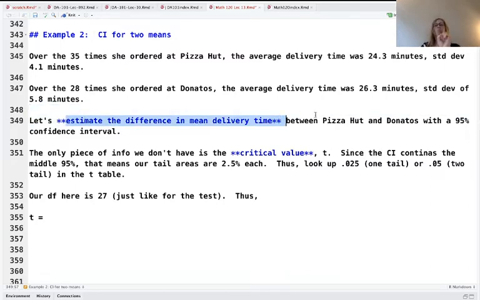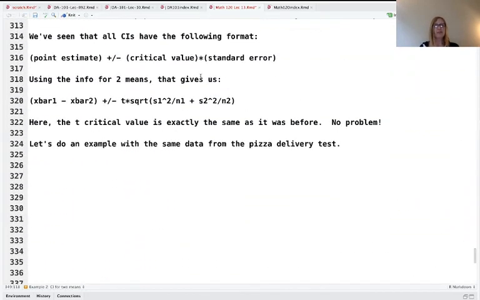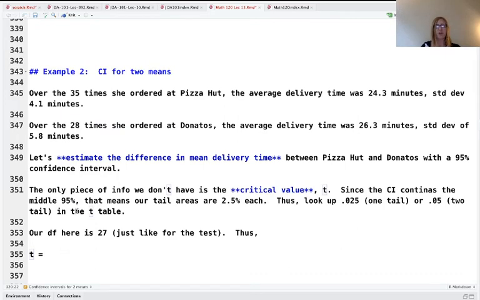So one other thing too, we're estimating this difference with a 95% confidence interval. I'm choosing 95%. It's pretty standard. We could do 99%. We could do 90%. Let's do a 95% interval here. Now, in this formula, let me just remind you, here's the formula that we're about to use. We already know all of that stuff. The only thing that we don't know is the critical value, t. That's the only piece of information the problem doesn't directly give us. We need to find the critical value.